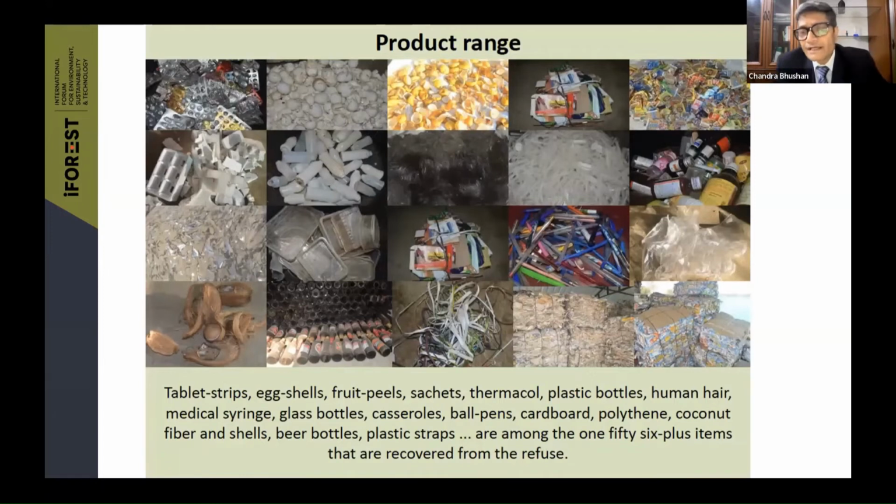The more you segregate, the more you can sell. So they segregate medicine, they segregate eggshell, mango and orange peel, everything. A syringe is segregated separately, a bottle is segregated separately, a small bottle is segregated separately. As I said, even a pen is segregated in three parts.